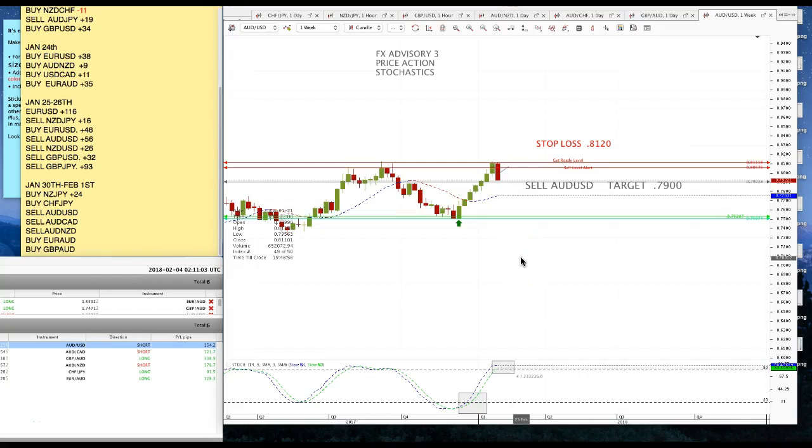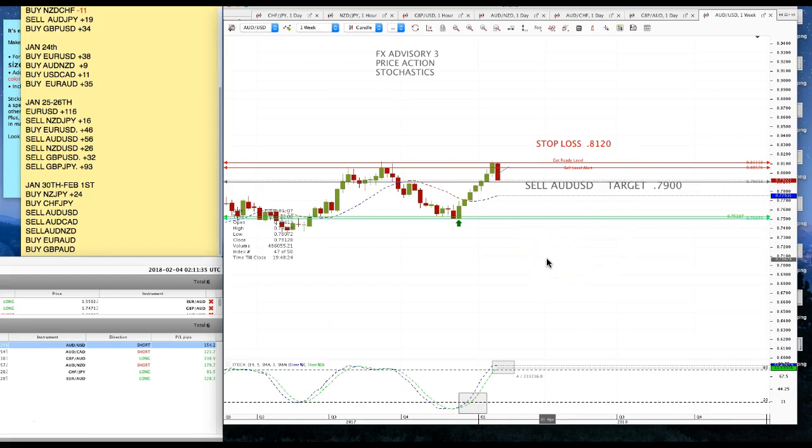Hey guys, it's Roberto, and here's another tutorial on FX Advisory Indicator 3, trading off higher time frames, daily and weekly charts. If you look at the bottom left, you see these trades that were taken anywhere from January 30th through February 1st. And they were all based on daily and weekly charts. So let me just show you trades, what I look for.